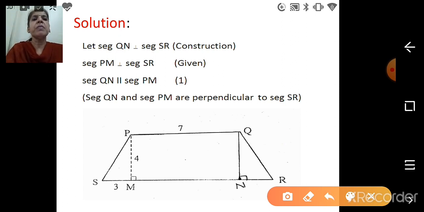So the relation between PM and QN is that they have become parallel. So we will be writing here segment QN is parallel to segment PM. And that's why in the bracket we have written this reason: segment QN and segment PM are perpendicular to segment SR. Both are perpendicular to the same segment SR. That's why QN and PM have become parallel.